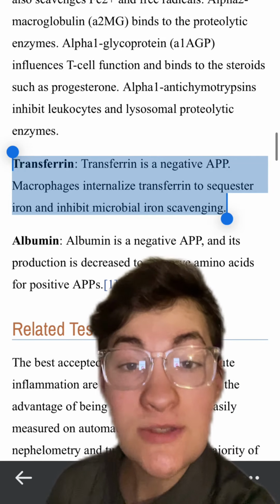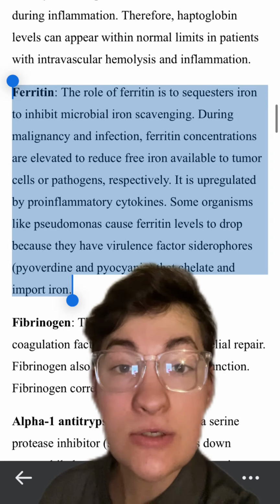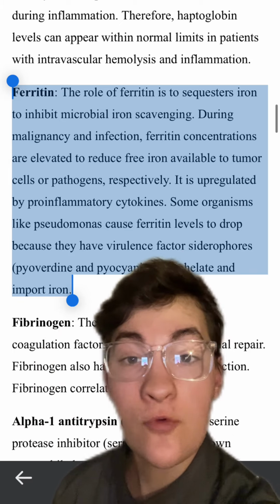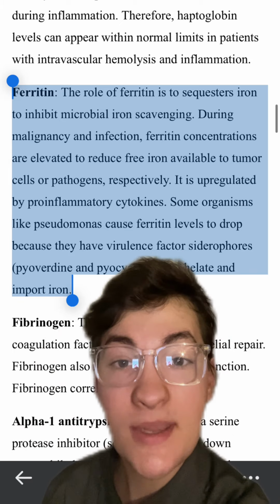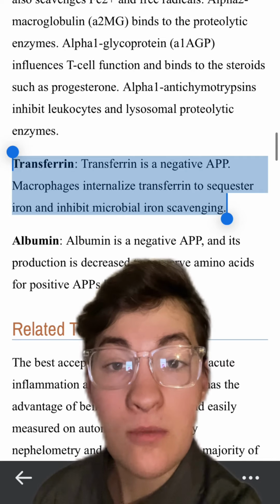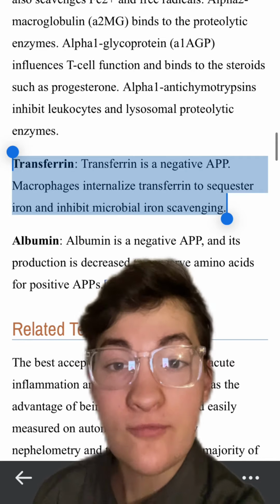Very importantly, transferrin is considered a negative acute phase reactant, whereas ferritin is considered a positive acute phase reactant. This means that ferritin, the storage form of iron, increases during inflammation, and transferrin, the form of iron that's found inside of our bloodstream and represents the usable pool, decreases during inflammation.